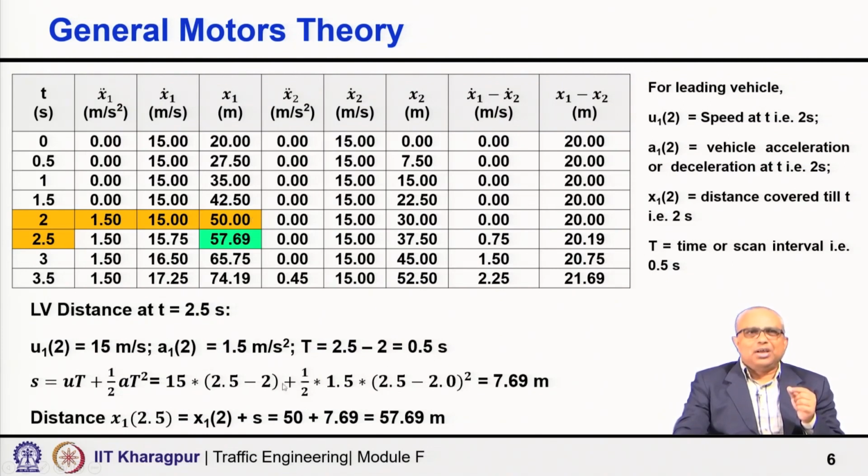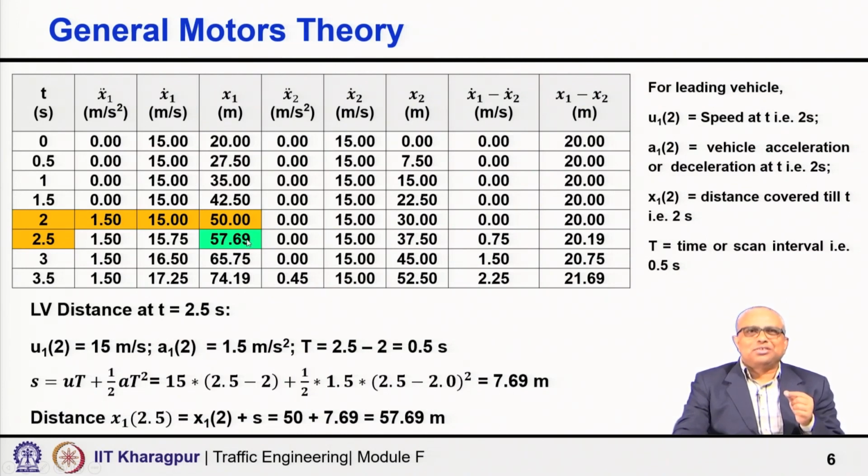So, that is 0.5. s equal to u t plus half a t square: a value is known, u is known, capital T is known. So, you get the s as 7.69. Then what will be the distance x 1? At 2 seconds it was 50. So, between 2 and 2.5 seconds, it has travelled another 7.69 meter. So, the total is 50 plus 7.69, 57.69. So, you know how to calculate the cell.